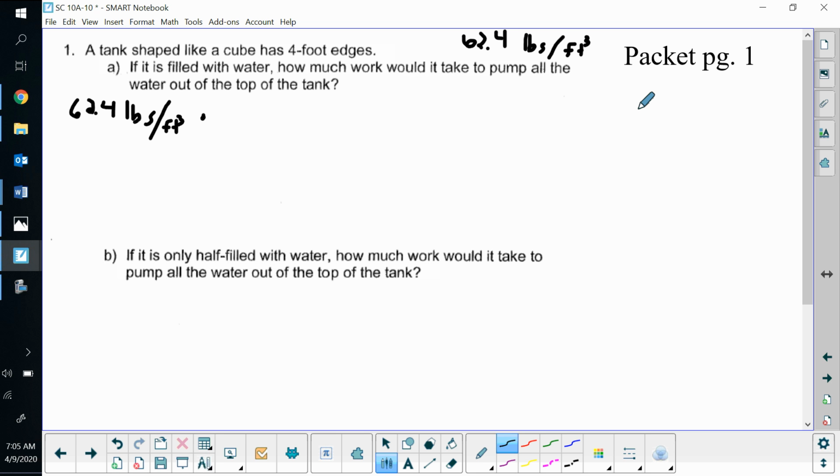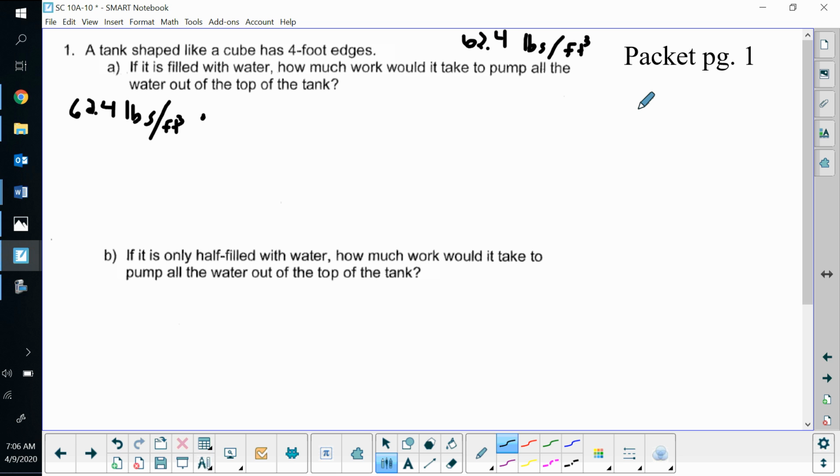So the volume is a slice that we're looking at, and we're going to draw the picture in a second. The most common mistake here is people will multiply by the volume of the cube. They'll say times 4 cubed. If you are doing that, it is not correct. It shouldn't be that easy. When we multiply by a volume in these work problems, we're multiplying by the volume of just a slice.